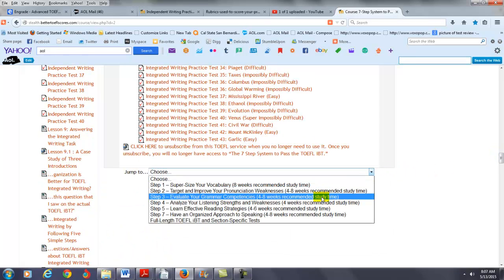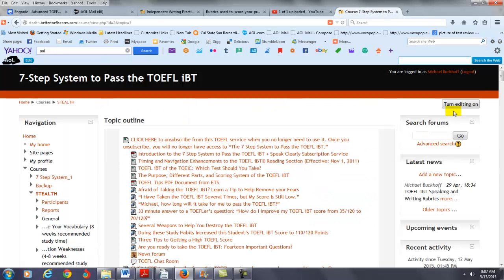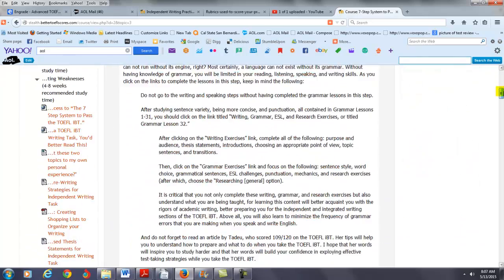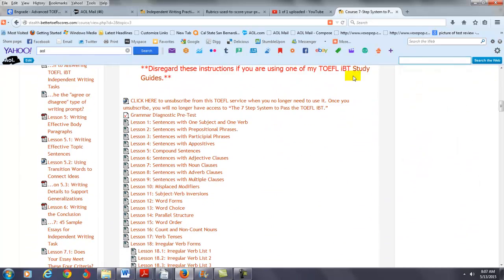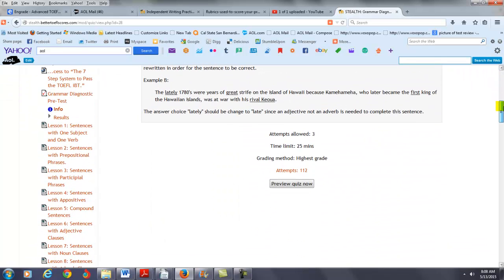So let's go to grammar for a second. You have a lot of sentence structure type errors. So my recommendation first here is to take the grammar diagnostic pretest. This is something you just have to do in your time. You can take the pretest, and then once you get it scored, you can see exactly which areas of the grammar course you need to focus on the most.